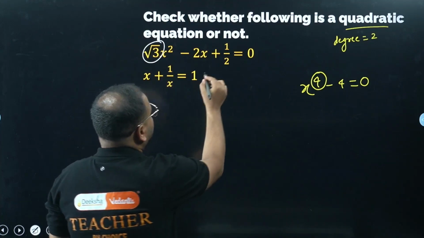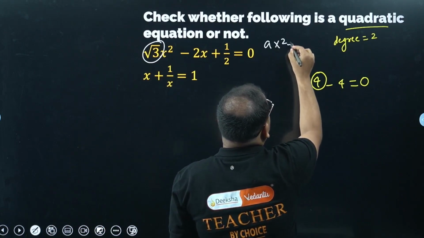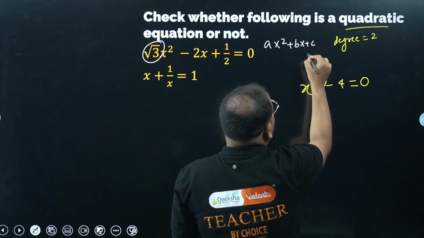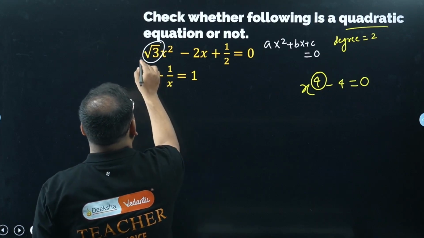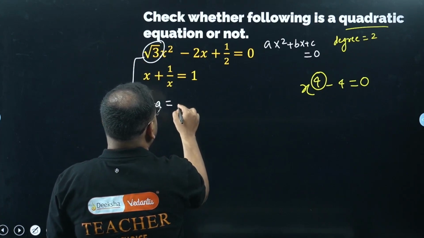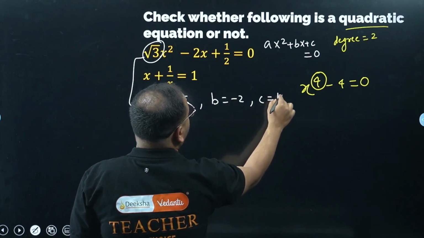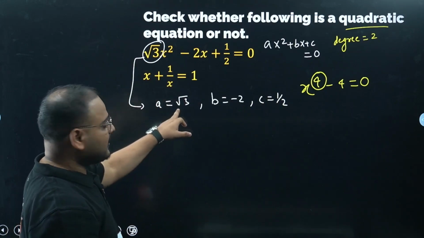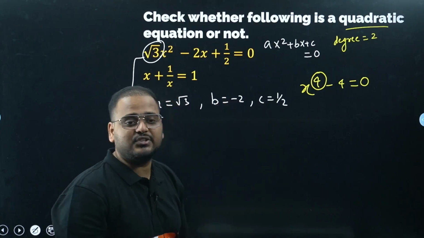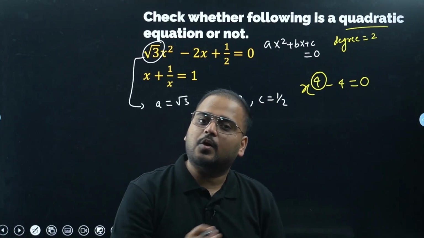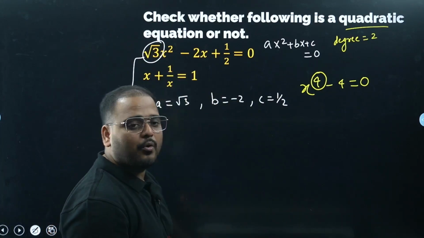So if I compare this with standard form, what is standard form? Ax squared plus bx plus c equals to 0. Am I right? What is A then for this question? A is straightforward root 3, B is minus 2, and C is 1 by 2. As you can see, A is irrational, this is also rational but in fractional form, and over here just an integer, minus 2, does not matter. They are all real numbers, coefficients can be real numbers, and that's all it matters. So then this is a quadratic equation.